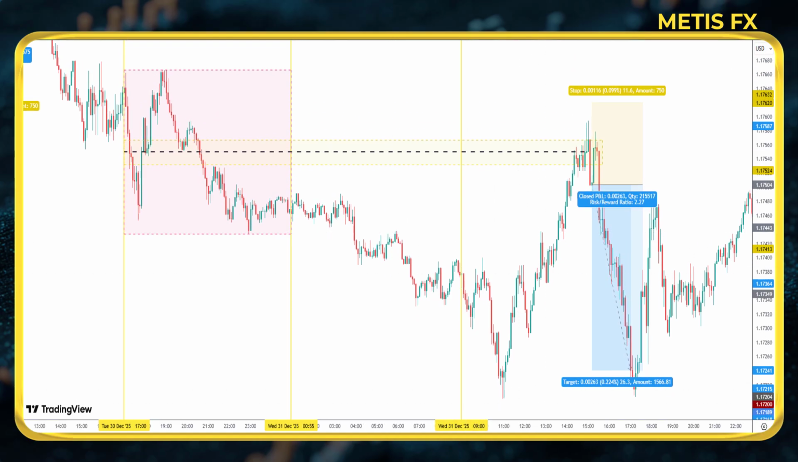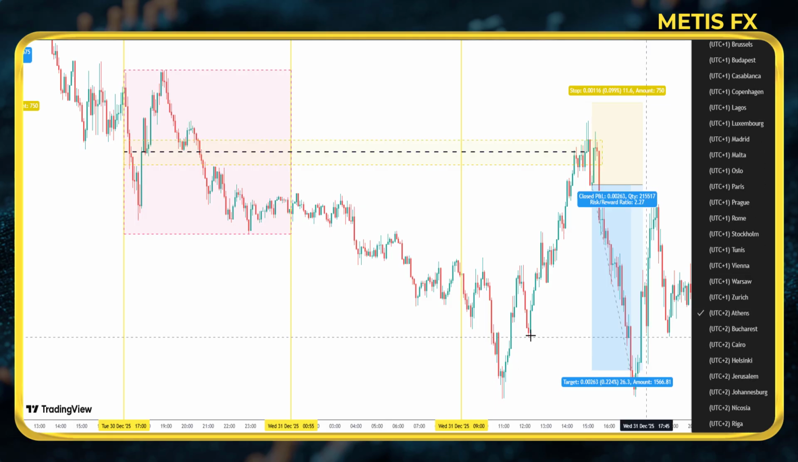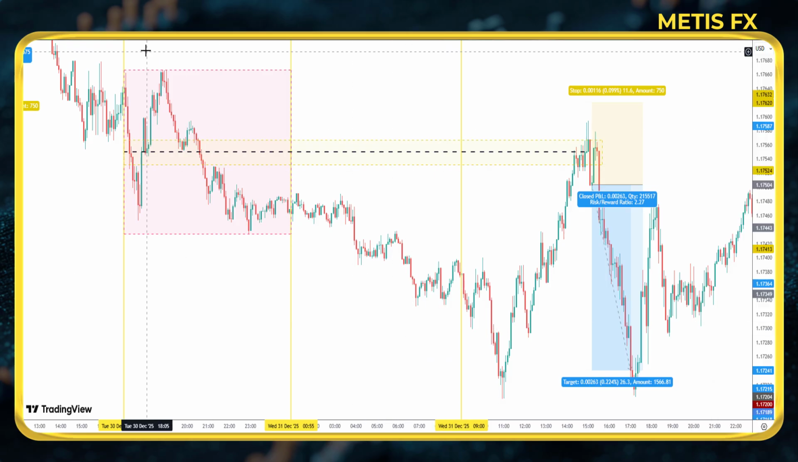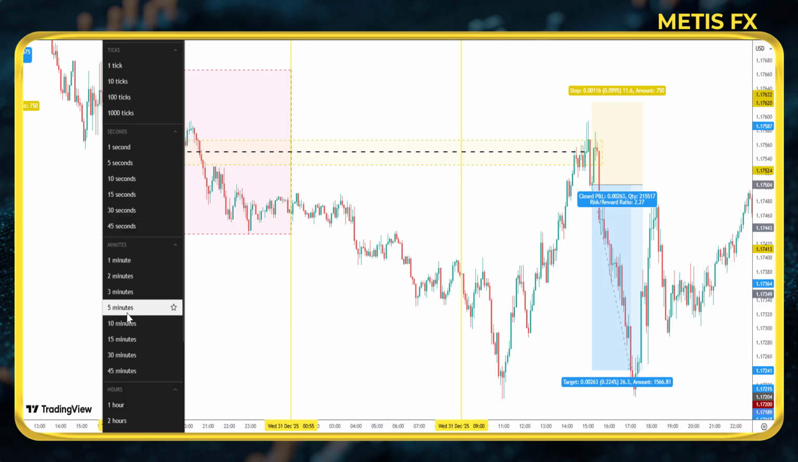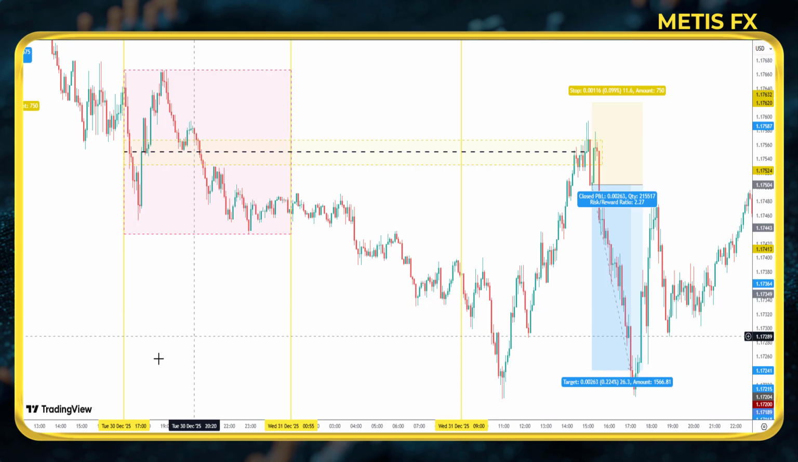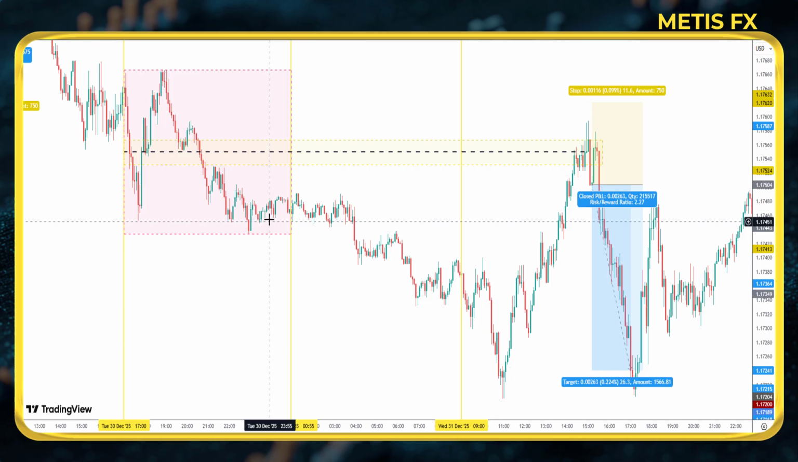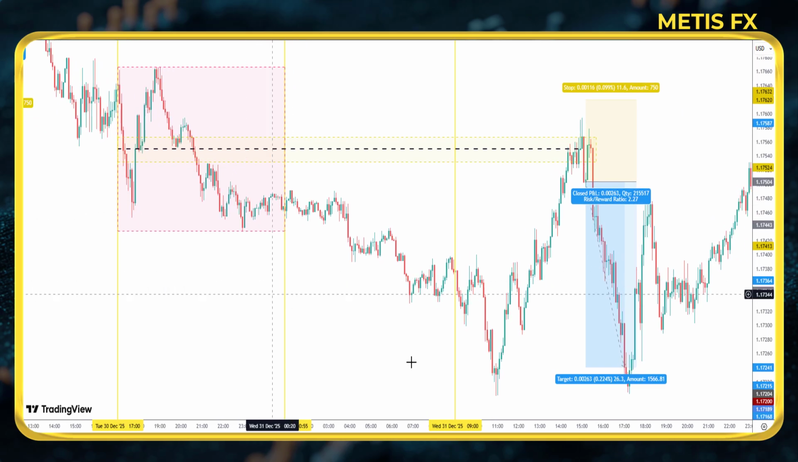But before that, everyone set the TradingView timeframe time zone to UTC+2 from the bottom right section of TradingView. Make sure the time frame is set to 5 minutes. Now we need the price movement within the time range of 17 to 0055. This means we have to wait for the price movements during this time to fully form and appear on the chart. But this is only the prerequisite of our strategy.